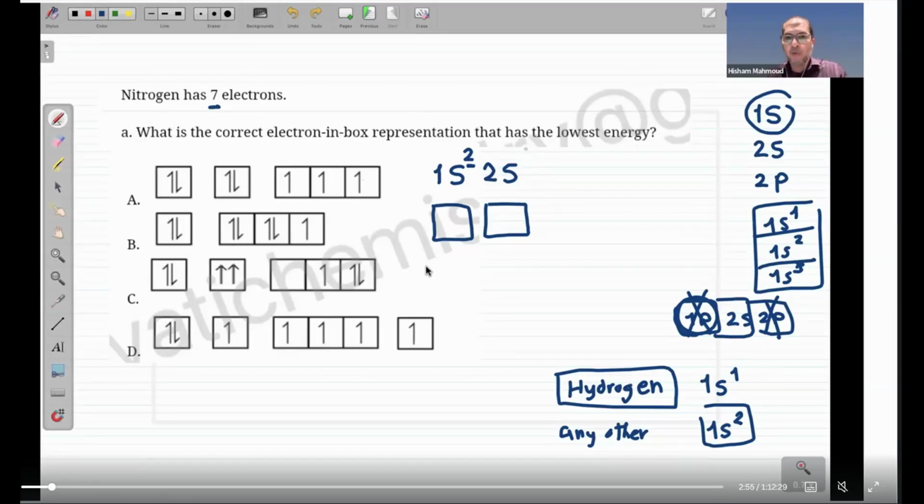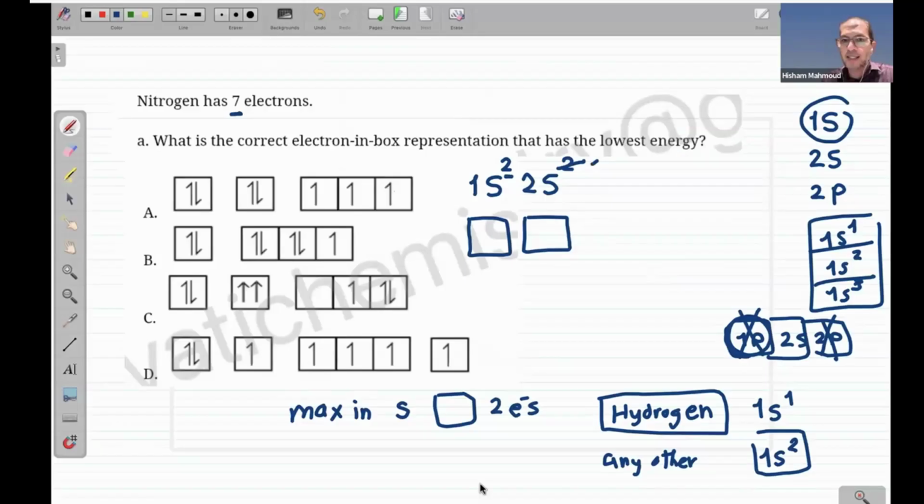All the s orbitals, whether 1s or 2s or 3s, whatever, have a maximum of 2 electrons. So if I draw the box representation, I will write 2 electrons inside it. In the 1s, I will draw 2 electrons, and in the 2s, I will draw 2 electrons. I never say 2s3 or 2s4 or 2s5, because it can carry a maximum of 2 electrons, never more than 2.